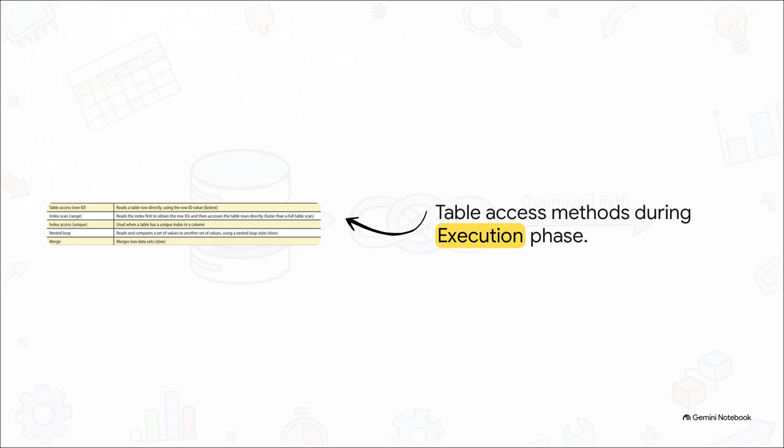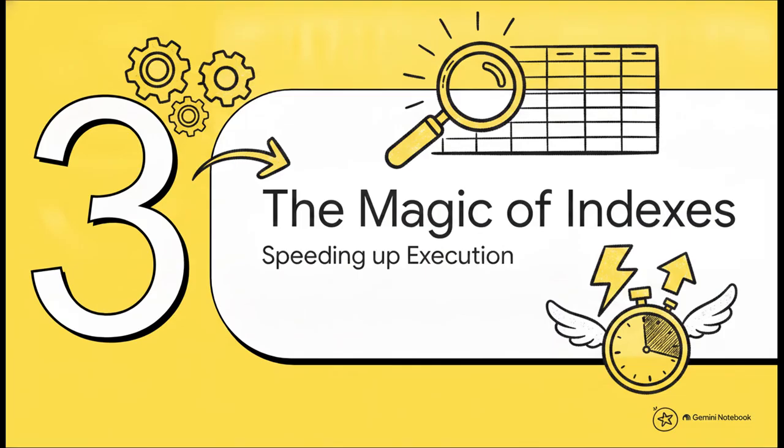Now, during execution, the DBMS might use different table access methods. It could do a full table scan, or it might use a much faster index scan, and the method it chooses drastically impacts how fast this phase actually completes. Finally, we hit the fetching phase. This is where the DBMS takes all that retrieved data, sorts it if necessary, and coordinates sending the final result set back across the network to the end user. Which brings us to Section 3, the magic of indexes.